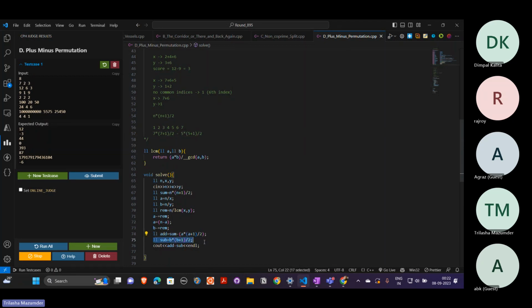And how to take the subtraction part? The subtraction part is in this sorted order 1, 2, 3, 4, 5. So I can simply exploit the formula b into b plus 1 divided by 2, and their difference would give you the optimal score. So this is how I've solved the question.